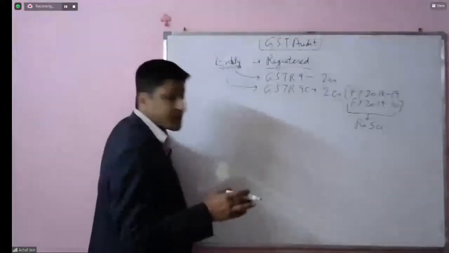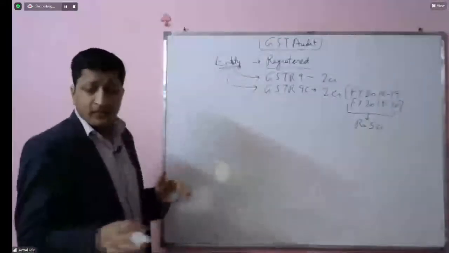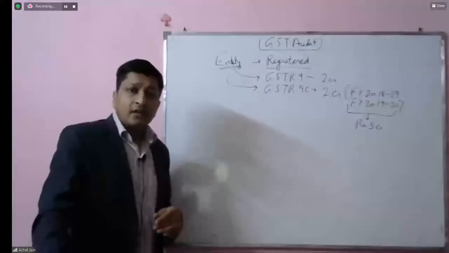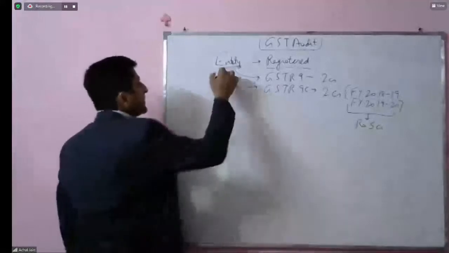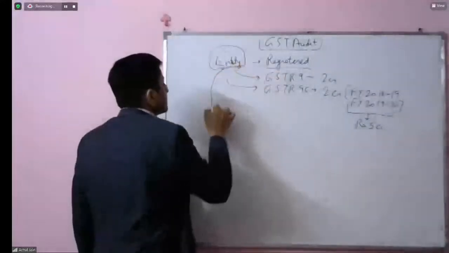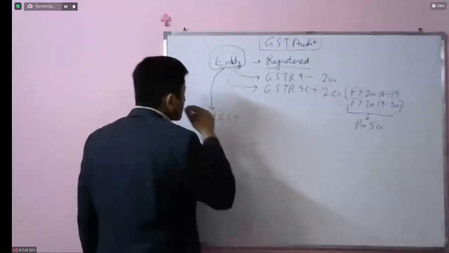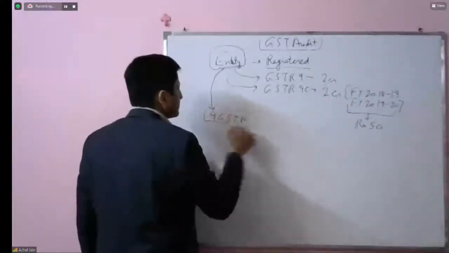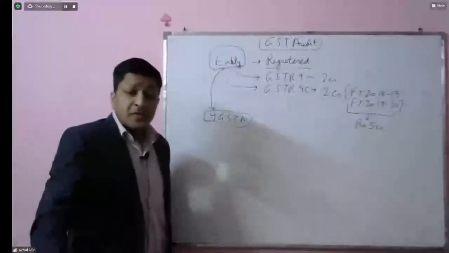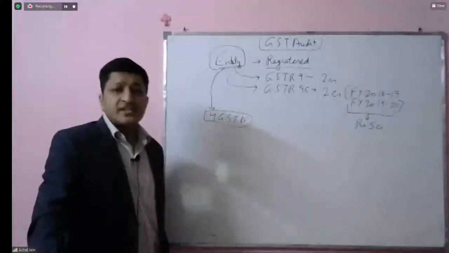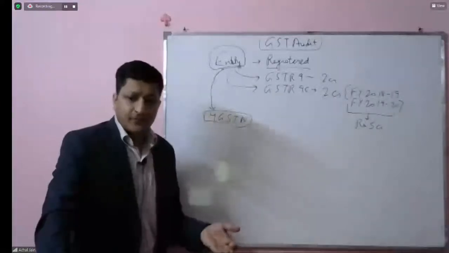When it comes to GST audit, an entity may be having different GST registrations. So let's suppose this entity has got 4 GST registrations. Now, for the purposes of GST, every GST registration is actually an entity in itself.